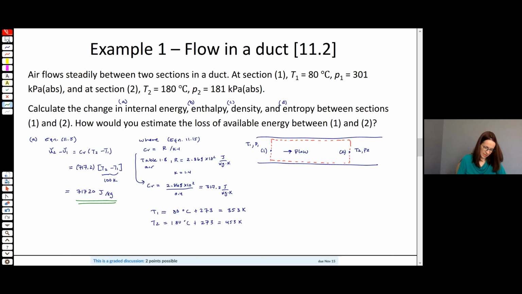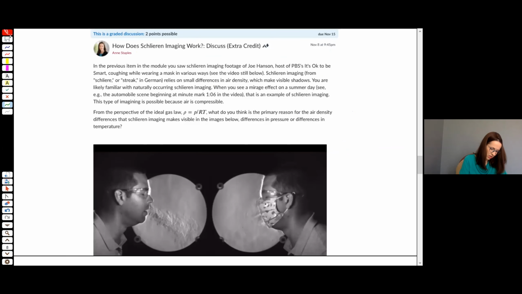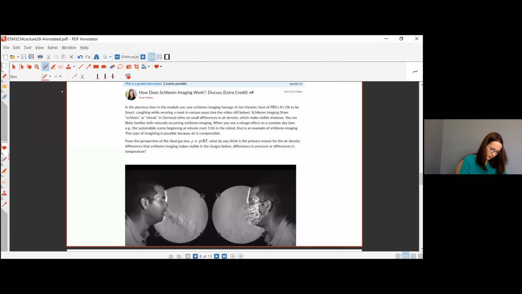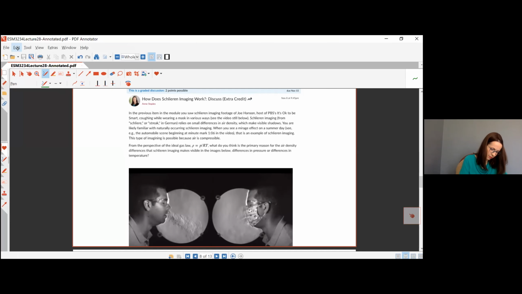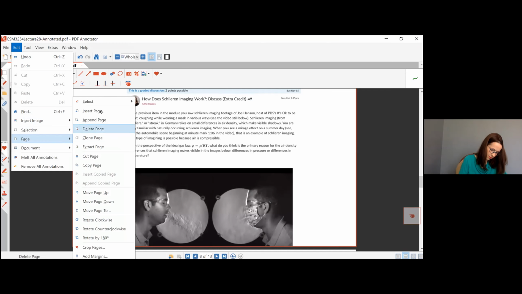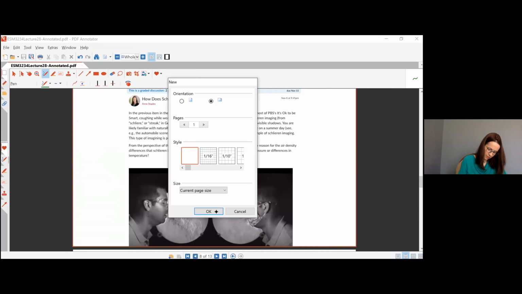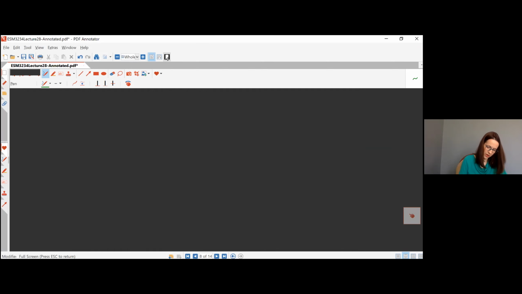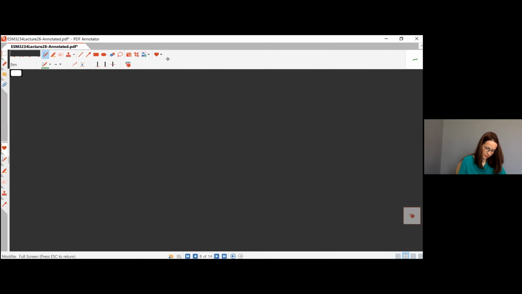All right, let's insert a blank page here. Just exit full screen for a moment to insert a page, and we'll go right back to full screen.